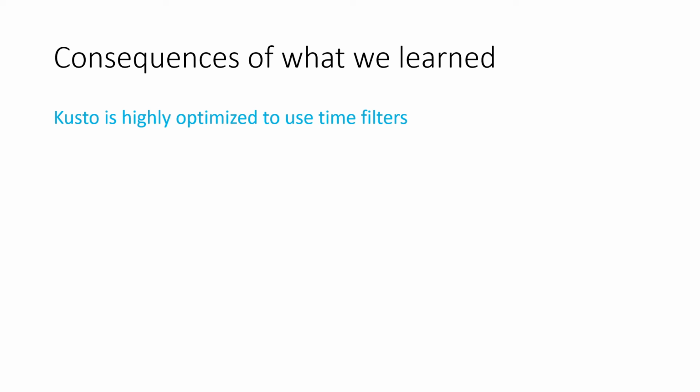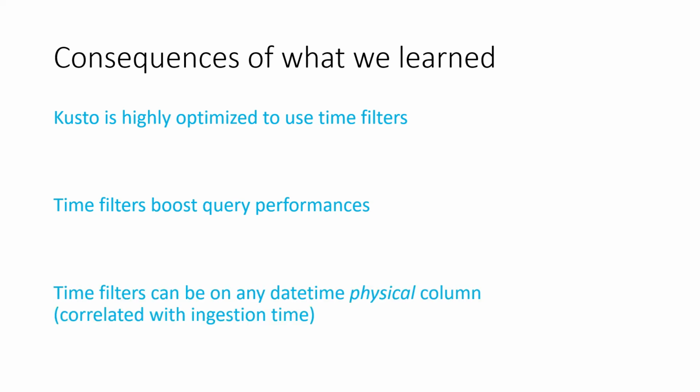Quickly, consequences of what we've learned. Kusto is highly optimized to use time filters. Time filters boost query performance, and it only works with time columns, remember that. Time filters can be on any datetime physical column correlated with ingestion time. You can have outliers, like a late arrival in your IoT telemetry. It's okay, you'll pick maybe another extent along the way, but you won't go through the index of 1,000 extents, you'll just pick up a few, typically the latest ones. This is basically leveraging the fact that Kusto is very often used as a time database, so the data is ingested and we are interested in the latest arrival or the latest data.